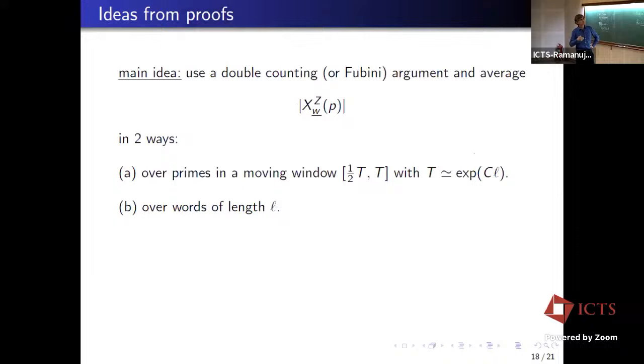So that's one ingredient. And the idea of the proof then is how to bypass this, because we don't have this Frobenius formula, so we cannot use character theory. So how do we bypass that? Well, we exploit randomness for this. And the idea is, although we cannot compute how many points we have mod p for a given w, we'll be able to count on average how many points we have mod p when you change the w, okay? When you change the relators, you take a random group. So the idea is to use a kind of Fubini argument where we average this quantity in two ways. You can average over primes in a given window, and you can average over the words of length L, because it's a random group, so we take random words. Okay?